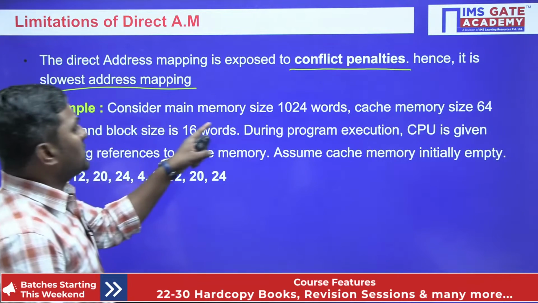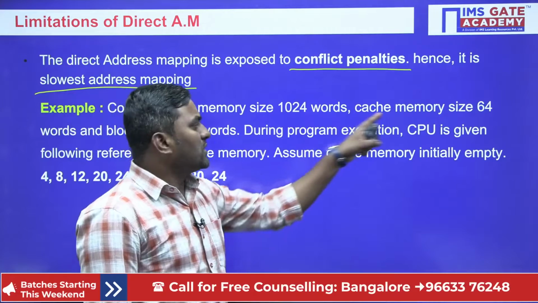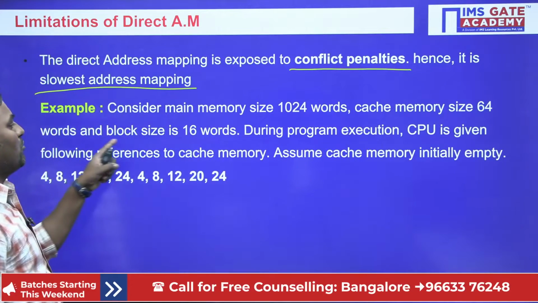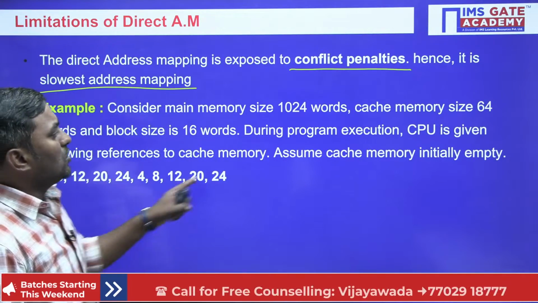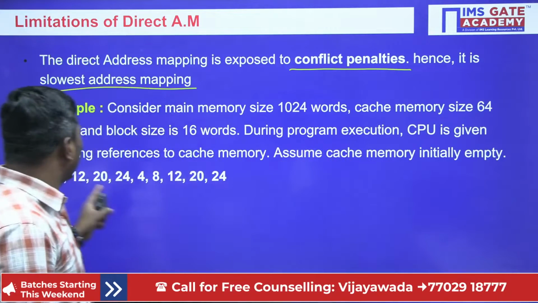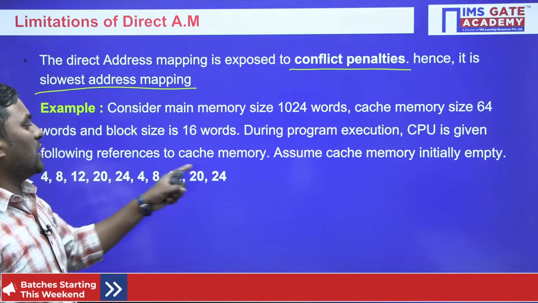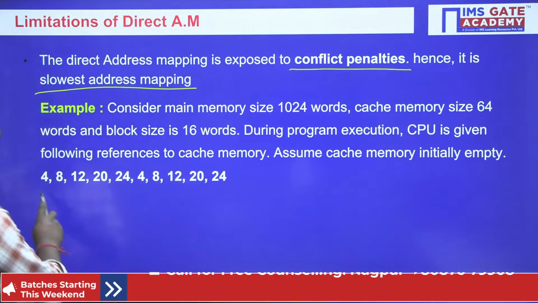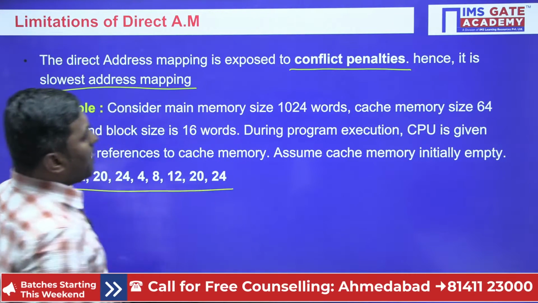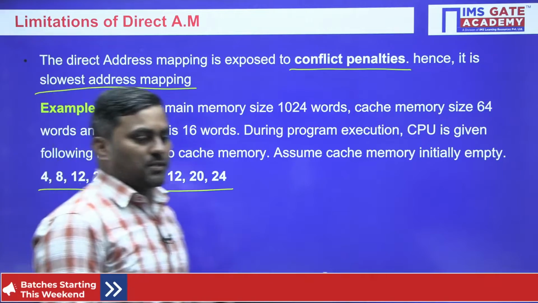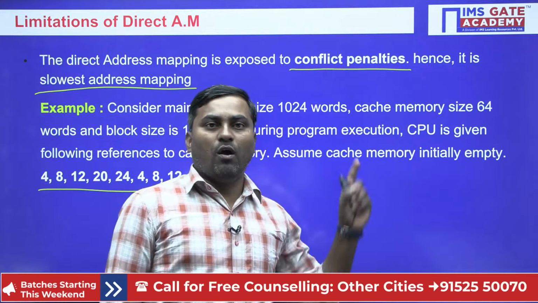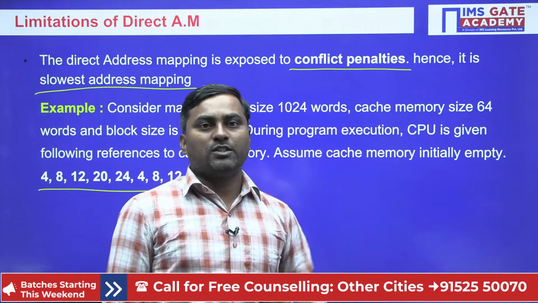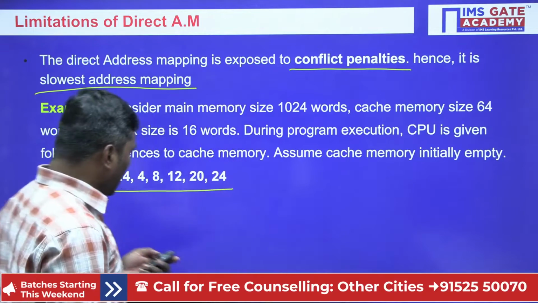Consider main memory size 1024 words, cache memory size 64 words, and block size 16 words. During program execution, the CPU gives the following references to cache memory. Assume that cache memory is initially empty. Now the references are given like this. If I execute these references, let us observe how the direct address mapping is performing.